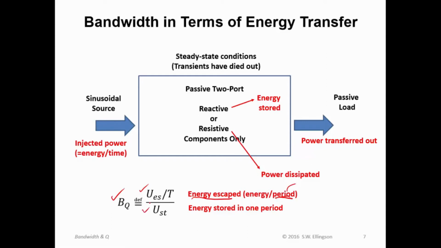In the denominator, I have U sub st, which I'm calling the energy stored in one period. So for each period, I have a certain amount of energy which is stored within inductors and capacitors. So this is an unusual definition of bandwidth, probably, if you haven't encountered it before, but it's a completely reasonable way to define bandwidth. I'll show you this in just a moment.